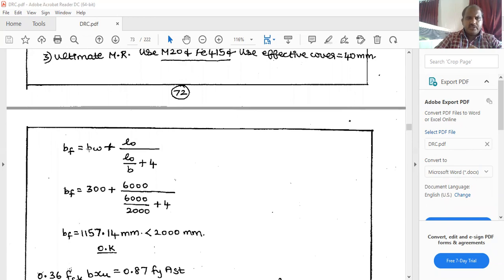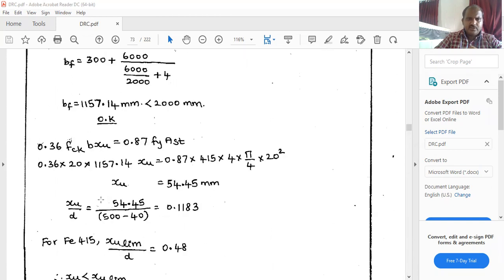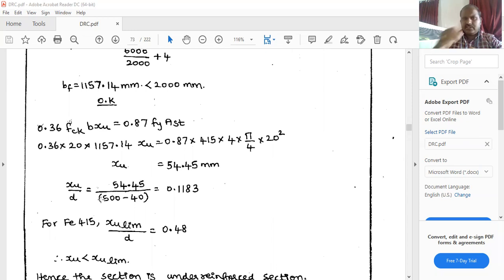The formula is BF equal to BW plus LO divided by 6 plus B. We already know that BW is 300, LO is 6,000, and the breadth is 2,000. Simplifying, BF equals 1157.14, which is less than or equal to 2000 mm. Hence, it is satisfied. So next, 0.36 FCK B XU equal to 0.87 FY AST.